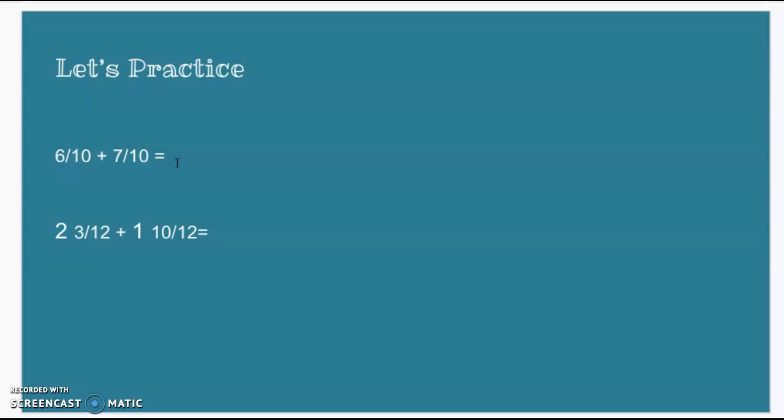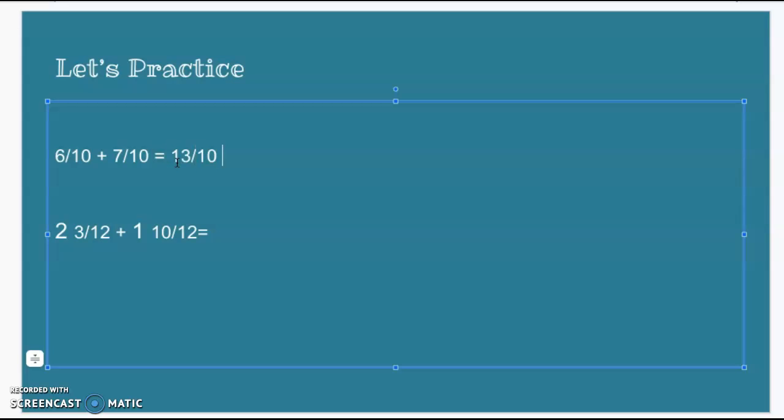Welcome back. So 6/10 plus 7/10. Well, when I added 6 plus 7, I know I got 13. So 13/10 would be my answer. But as we said before, that's an improper fraction. So I'm going to actually change that into 1 whole and 3 tenths. 1 whole and 3 tenths is equivalent to 13 tenths.